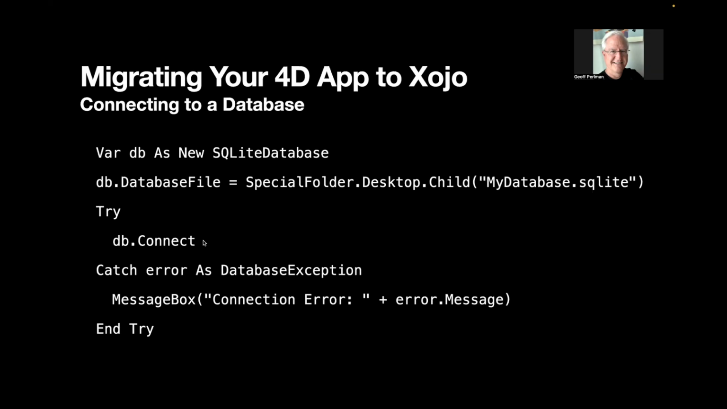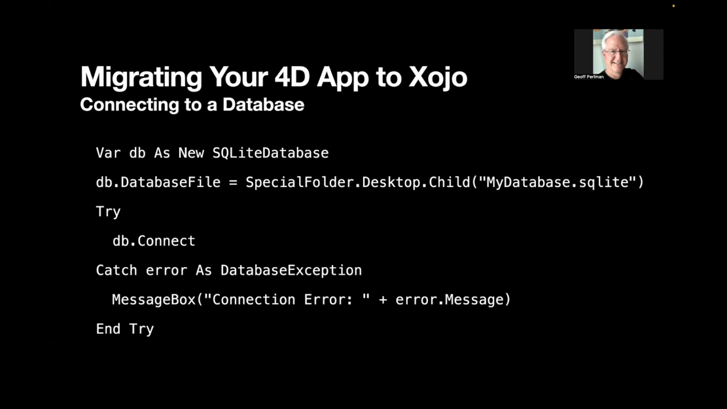But yeah, you can have any number of statements between try and catch, and you can have multiple catch statements. So this one's for database exception. You could have another one if you're accessing a file. There's a type of exception called IO exception for errors that occur with files. So you can have any number of those here, and it just keeps your code nice and clean.